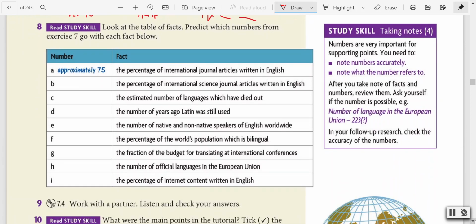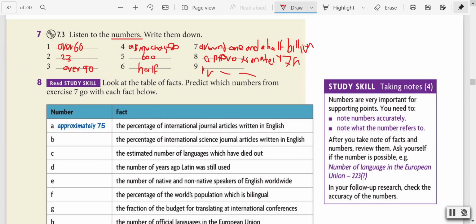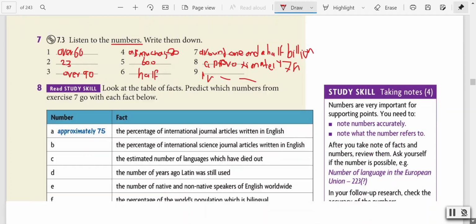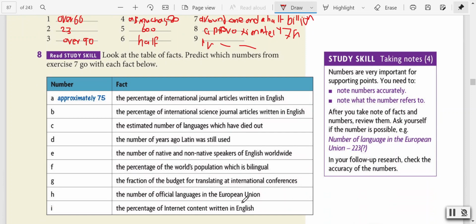And the next exercise, look at the table of facts. Predict which number from exercise number 7 goes with each fact below. In this exercise, you can use the numbers from the previous exercise. You can read it and know which one is suitable with which one. You can do it for yourself because that's easy.